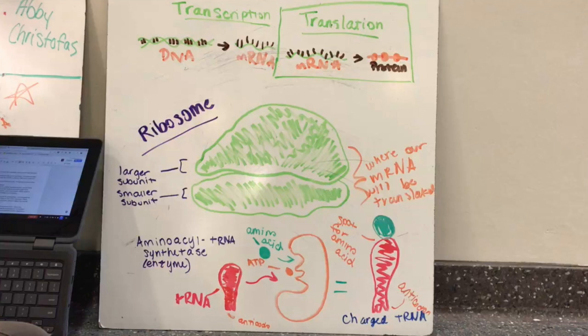Our mature mRNA leaves the nucleus. It enters the cytoplasm where it meets the ribosome on the endoplasmic reticulum. The ribosome is our most important structure for protein synthesis. The ribosome, with the help of tRNA and aminoacyl tRNA synthetase, work together to decode the mRNA so that the right amino acids are put together and create our protein.